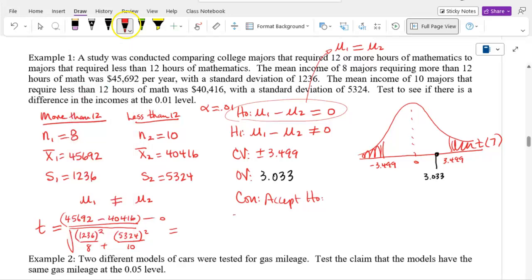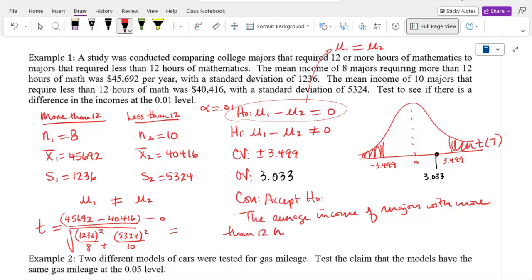So we can write the average or mean income of majors with more than 12 hours of math is the same as that of majors with less than 12 hours of math.